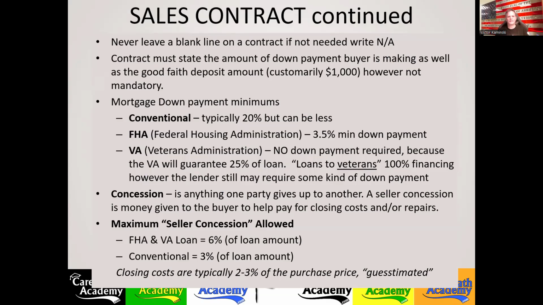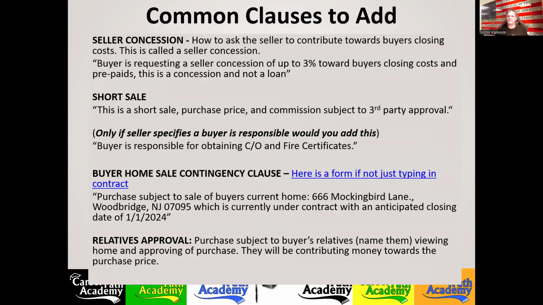And I'll move to the next slide. Here are some common clauses that we add in as contingencies into sales contracts. I'll pause it. And that's the end of chapter 11. We also went over the key terms to review.